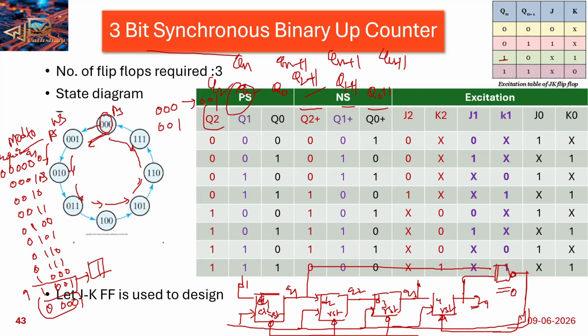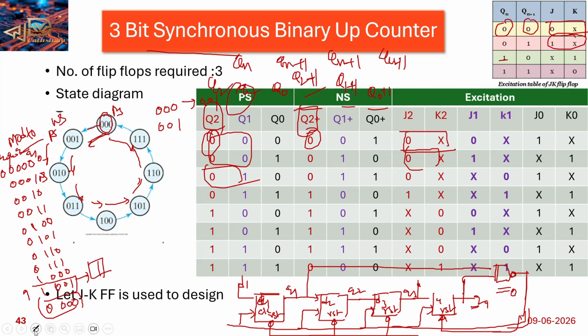Based on that, Q2 and Q2 bar, check the excitation table. For 0 to 0, what is the JK value? 0, don't care. So J2 K2 is 0, don't care. Again, the same condition: 0 to 0 gives 0, don't care. And for the 0 to 1 case, what is the excitation table? 1, don't care. So for 0 to 1, what do we need to write? Sorry, we need to consider Q2 and Q2 bar, so not this one.